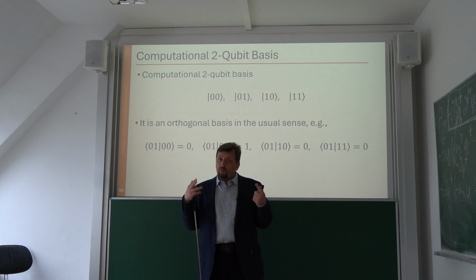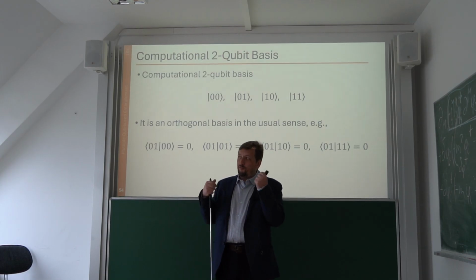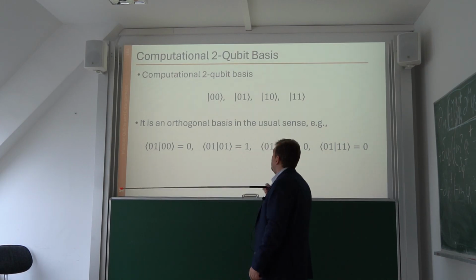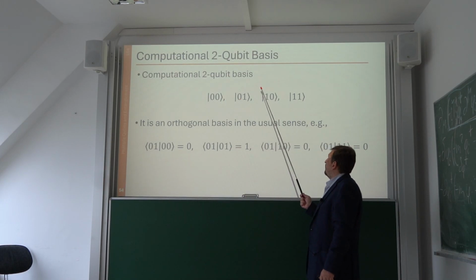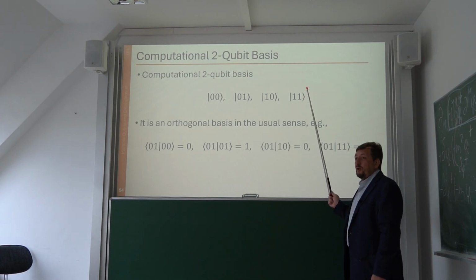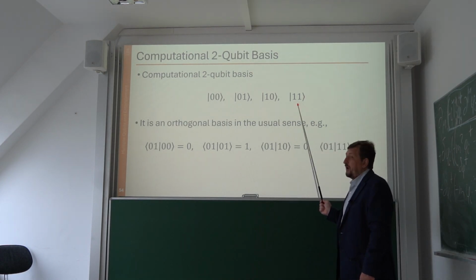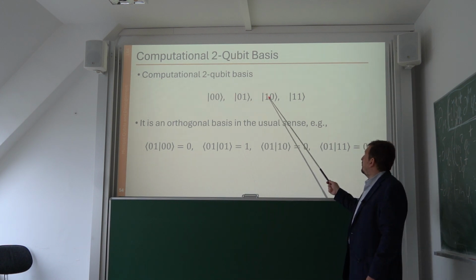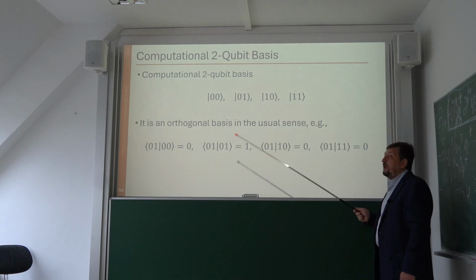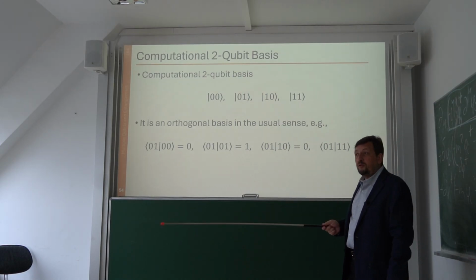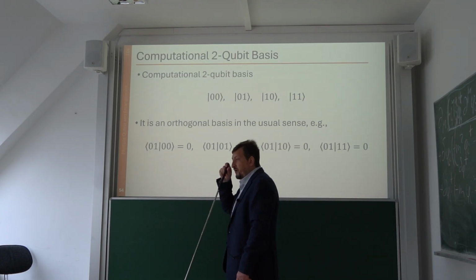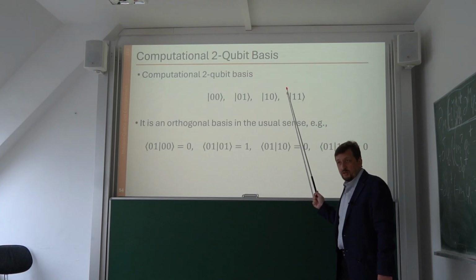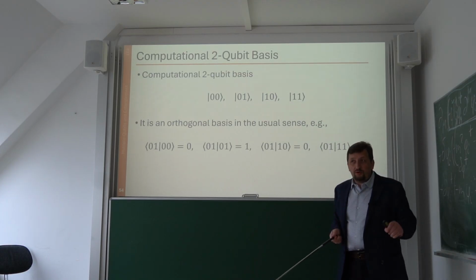So when we have two qubits, we can think each qubit can be in state 0 and 1, so a pair of them can be in 4 states: 0 0, 0 1, 1 0, 1 1. This is the basis of two-qubit states, the computational basis, because we are using the computational basis for each of them. This is an orthogonal basis, like in the usual sense. So we can write any two-qubit state as a linear superposition of these states. And it is an orthogonal basis.